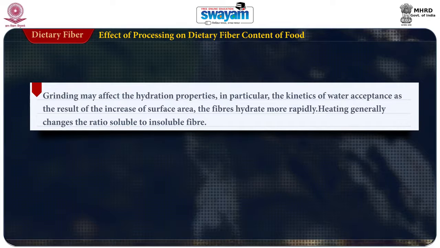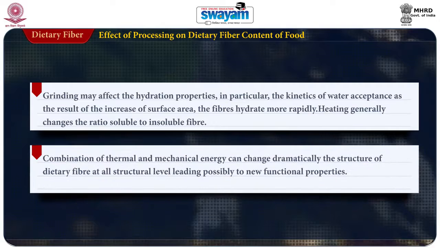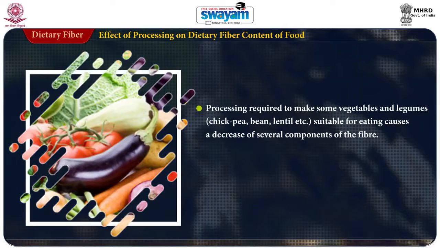Grinding may affect the hydration properties, in particular the kinetics of water acceptance. As a result of the increase in surface area, fiber hydrates more rapidly. Heating generally changes the ratio of soluble to insoluble fiber. A combination of thermal and mechanical energy can change dramatically the structure of dietary fiber at all structural levels, possibly leading to a new functional property.